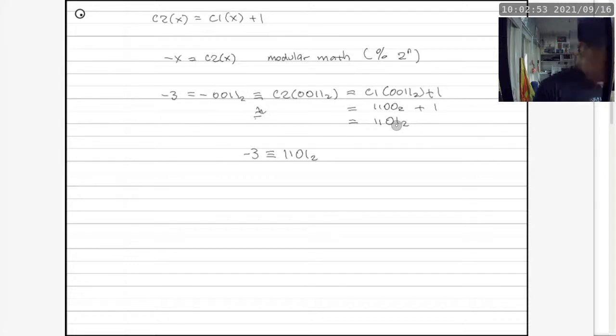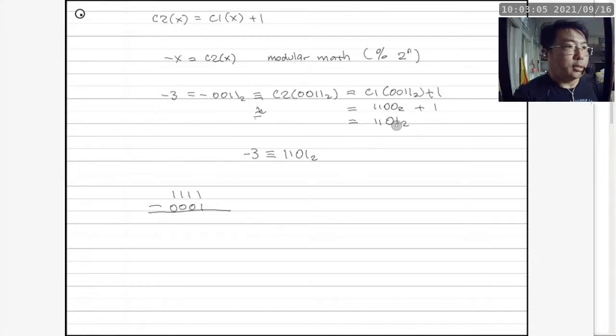So we're going to say, oh, okay, I get it. So let's use 1, 1, 1, 1 minus 0, 0, 0, 1. Okay, that should be a fairly easy subtraction.